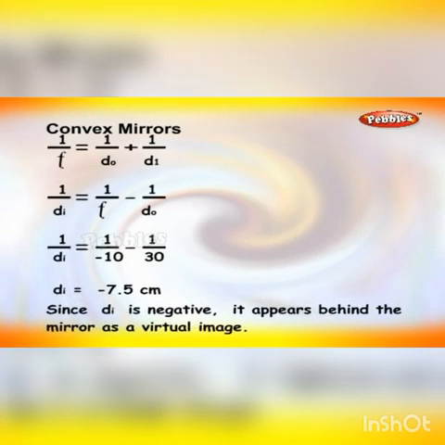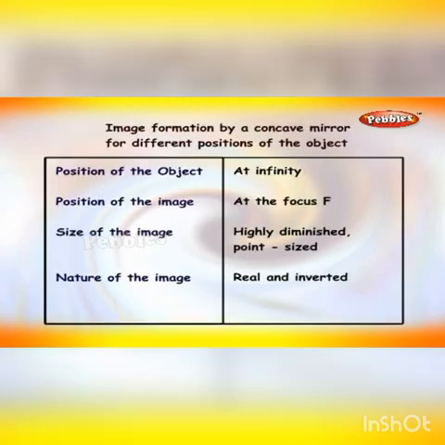1/f = 1/do + 1/di. 1/di = 1/f - 1/do. 1/di = 1/(-10) - 1/30. di = -7.5 centimeters. Since di is negative, it appears behind the mirror as a virtual image.